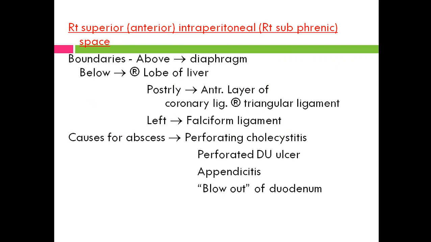Coming to the right subphrenic space, again below the diaphragm on the right side you have boundaries as diaphragm above, below you have the liver, the right lobe of the liver, posteriorly you have the anterior layer of the coronary ligament and the right triangular ligament. To the left you have the falciform ligament. So what are the causes for abscess in the subphrenic region? It could be a perforated cholecystitis, a perforated duodenal ulcer, or an appendicitis, or even a blowout of the duodenum. Appendicitis more often causes abscess more towards the right iliac fossa and the pelvis.